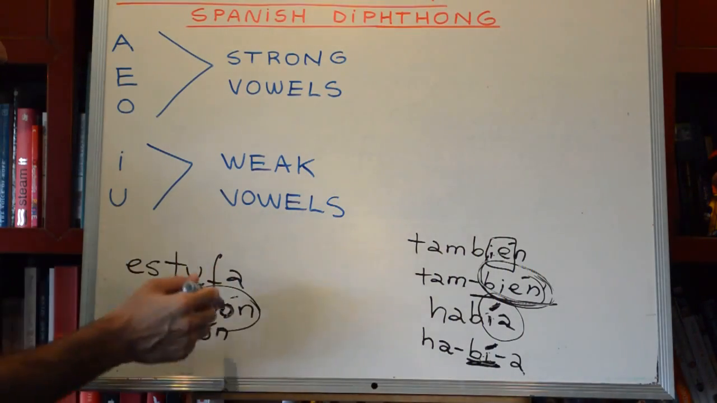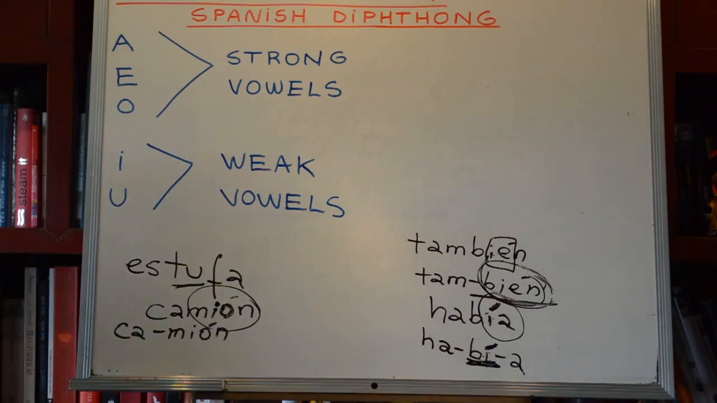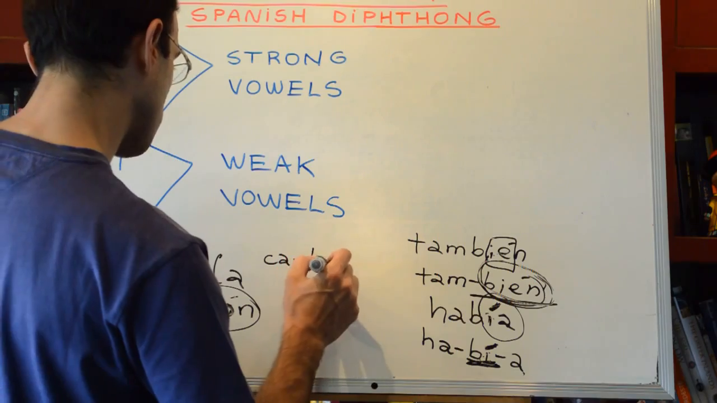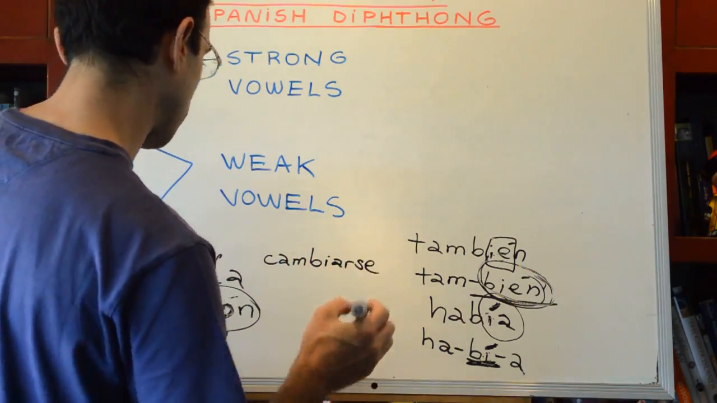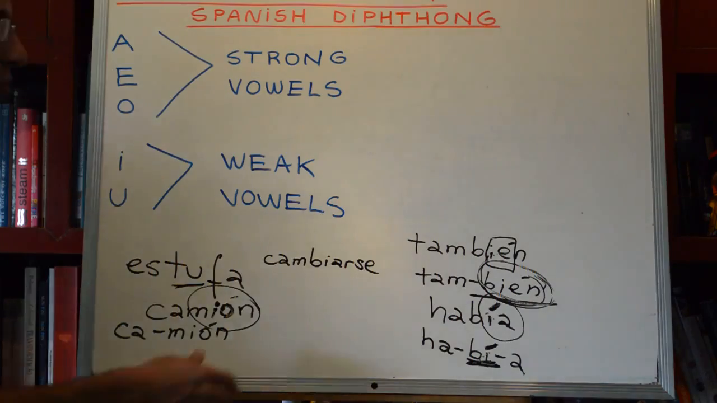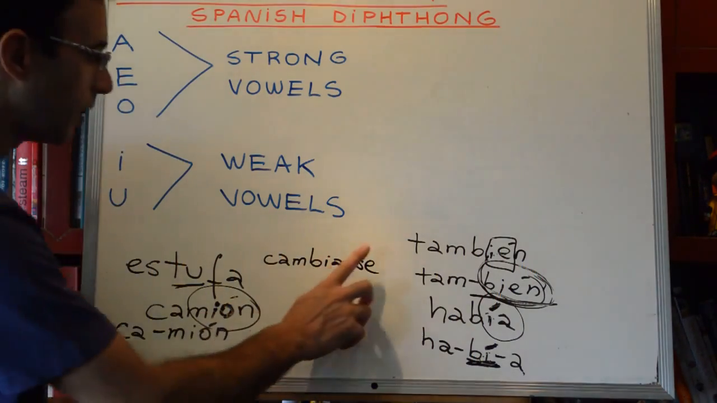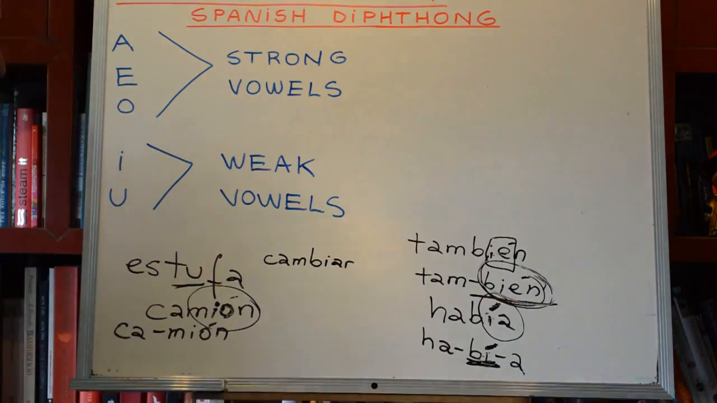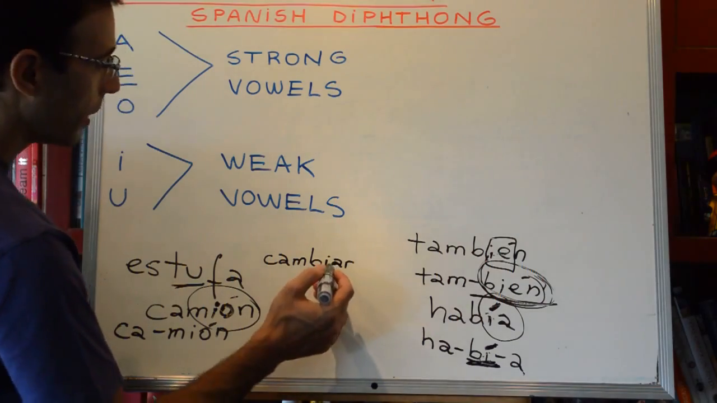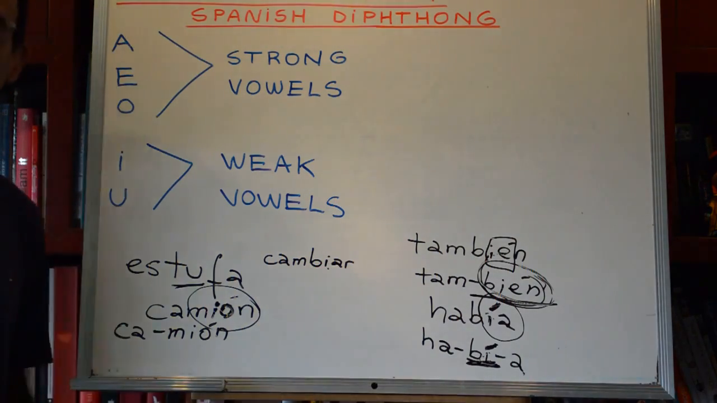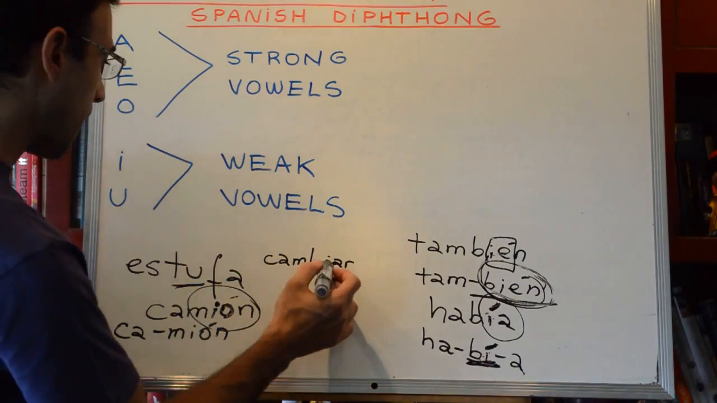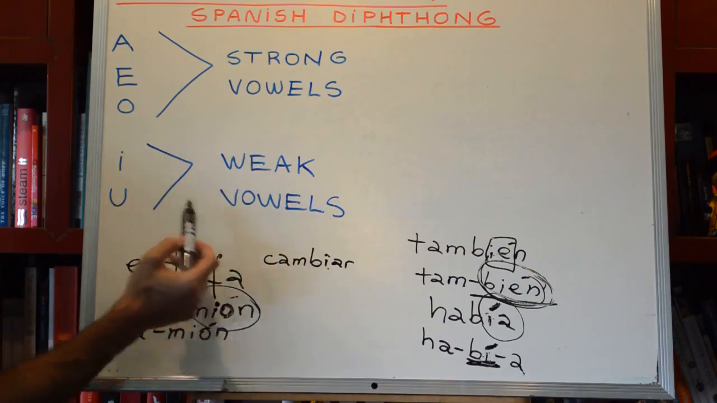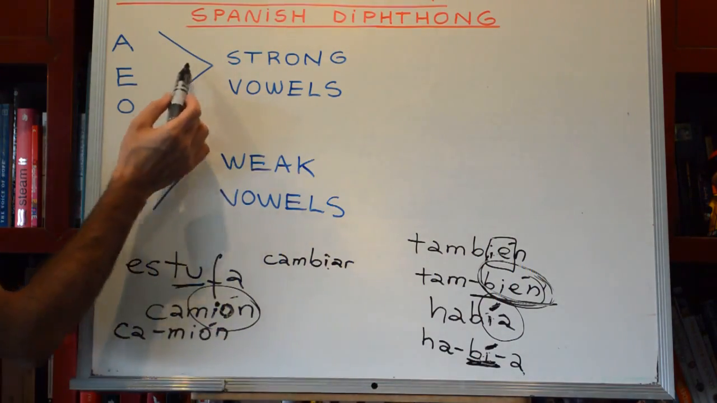Another example. We said también, camión, cambiarse. The word cambiarse, to change. Cambiarse is to change somebody's clothes, okay? Or to change something, it's simply cambiar, right? Let's see if this is a diphthong or an hiatus. We have a letter I, vowel I, which is a weak vowel. And we have A, which is a strong vowel.